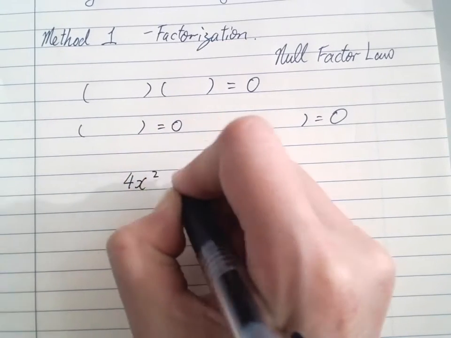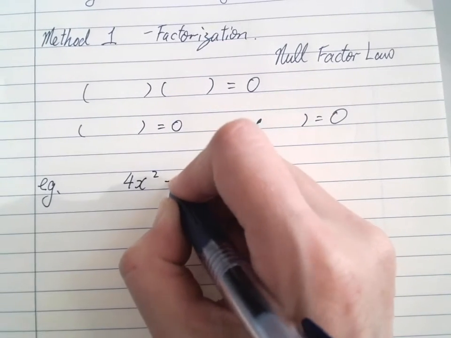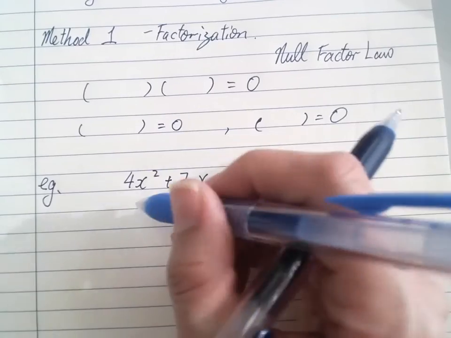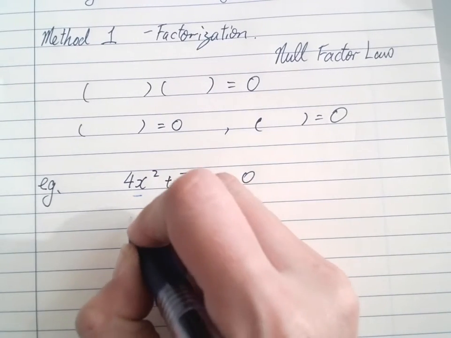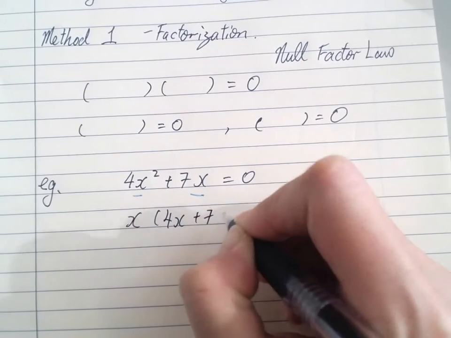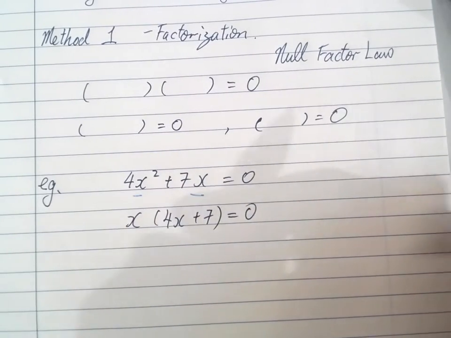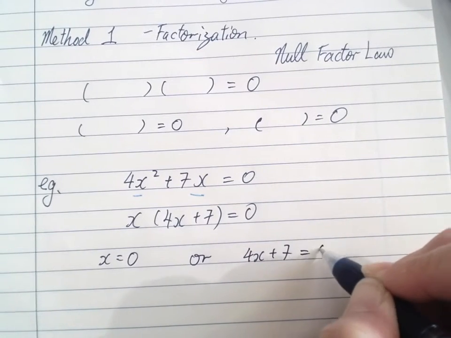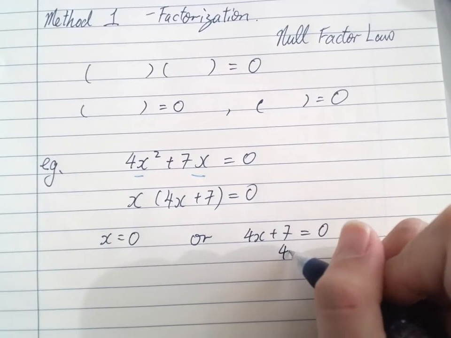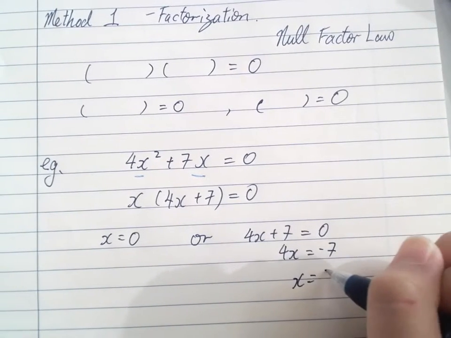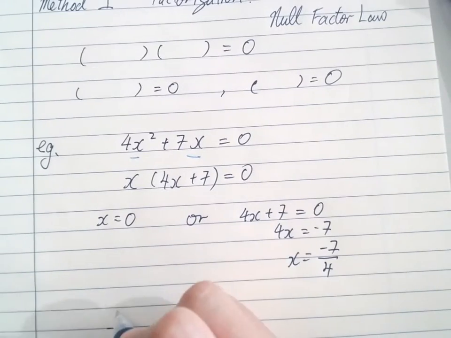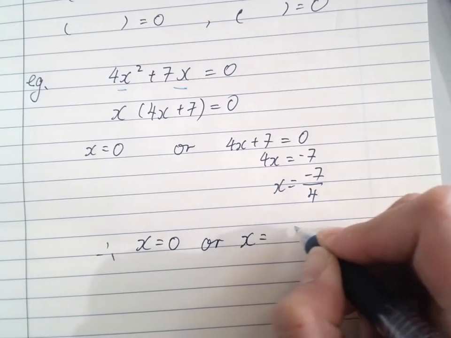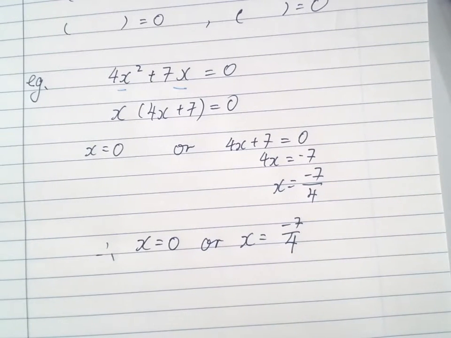So we have, for example, 4x squared plus 7x equals to 0. Since we have a common factor here, x, we take x out, and then 4x plus 7 equals to 0. Applying the null factor rule, we have x equal to 0 or 4x plus 7 equals to 0. Then, just like a linear equation, we can solve that. So therefore, we have x equal to 0 or x equals to negative 7 over 4 for this case.